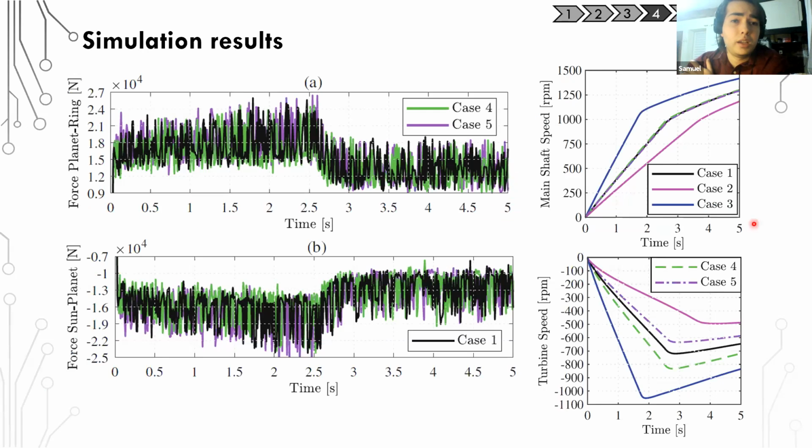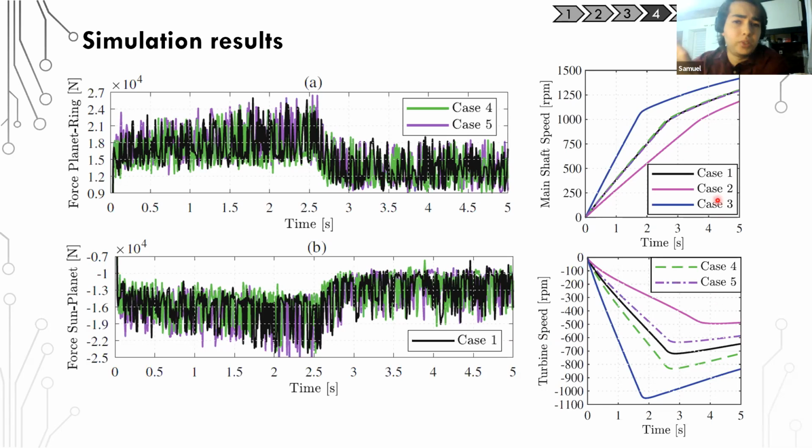We can also see the kinematic characteristics, the speed curves. For the first and third cases, we can see a greater variation. In the fourth and fifth cases, there is only a slight variation when compared to the baseline configuration. We can also see that the second case and the third case affect the turbine speed directly.